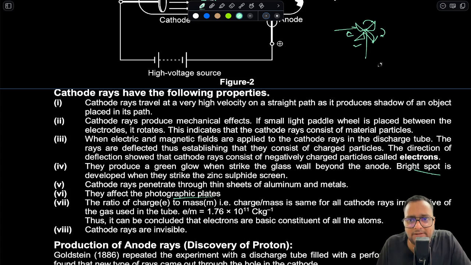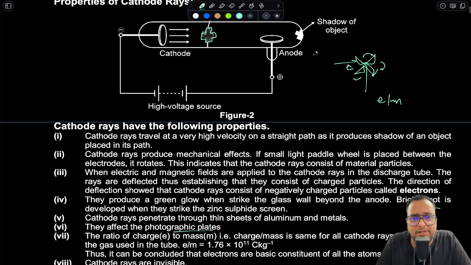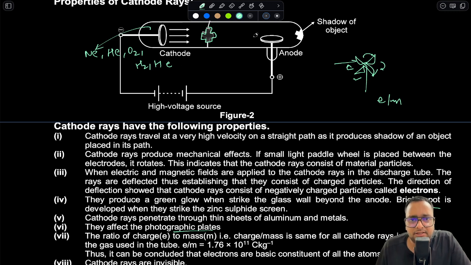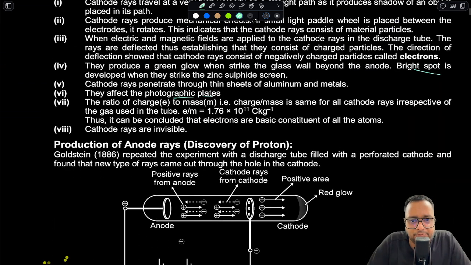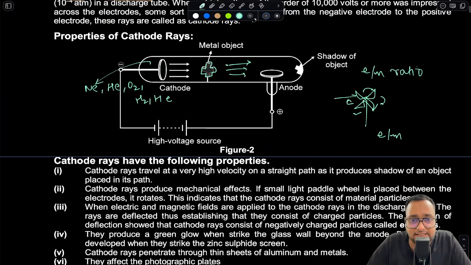Okay, the e/m ratio for all types of gas. If we fill neon, helium, hydrogen, oxygen, any gas we fill, the e/m ratio of the particle, the charge upon mass ratio of that cathode ray particle, will remain the same. So what happened inside the tube?